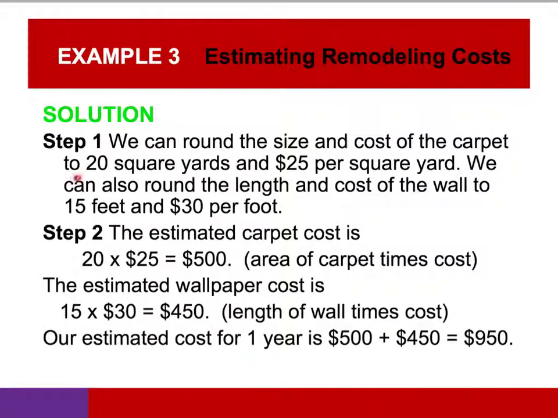Okay, so just like we said, 20. They got a little bit more exact, called it 25. Alright, and then 15 rounded down to 30. So multiply the two. 20 times 25 is 500. 15 times 30 is 450. Add them together, we get 950.